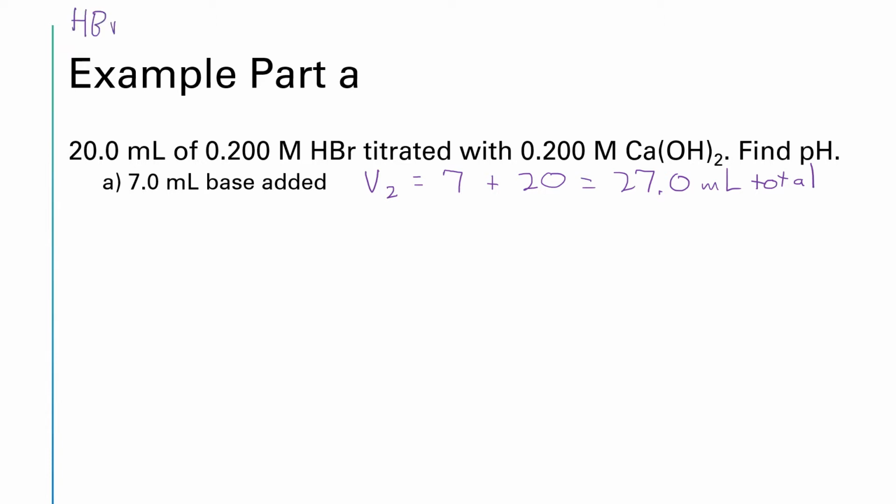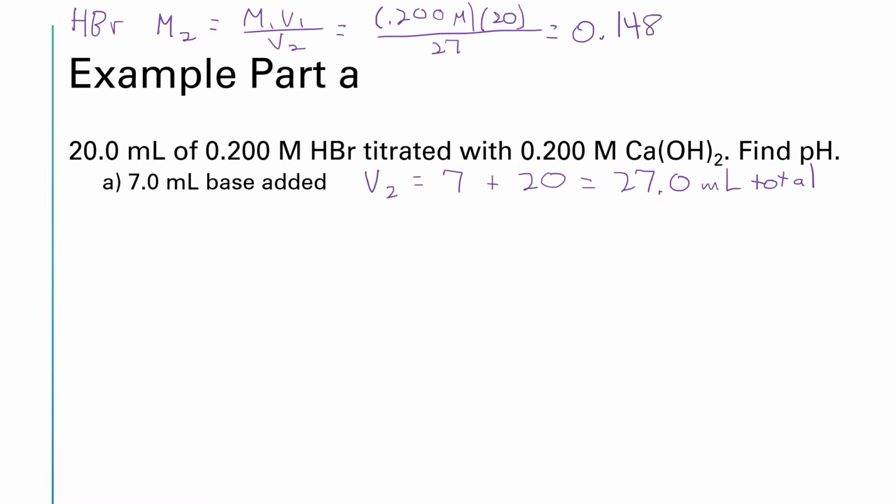For the HBr being diluted, our final molarity will be M1V1 over V2. And again, this is just the dilution effect. The initial molarity was 0.2. The initial volume was 20, and our final volume is 27. So if we run this through a calculator, we're going to have 0.2 times 20 divided by 27, and as we've combined these solutions, the molarity of the acid will drop to 0.1481. I'm going to keep one extra sig fig because all of the numbers we were originally given had 3. Keep one extra sig fig to round to prevent cumulative rounding errors.